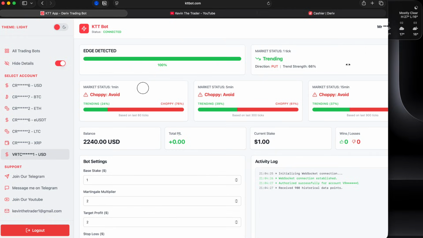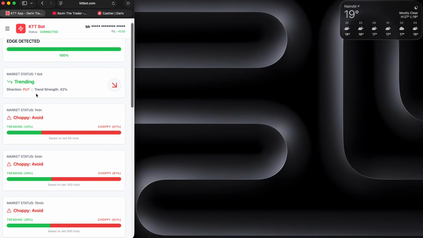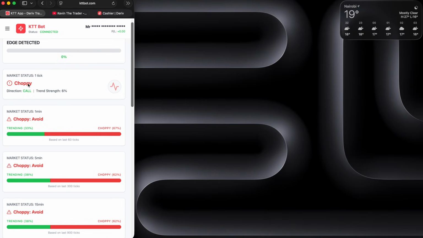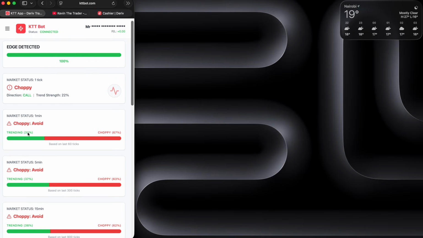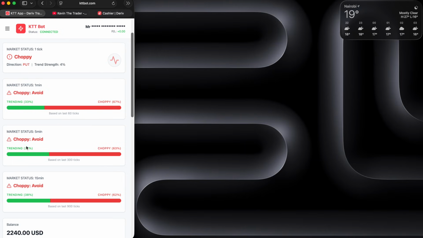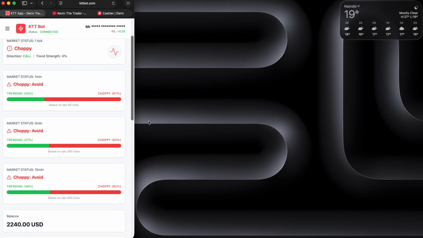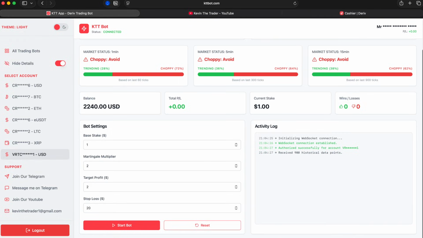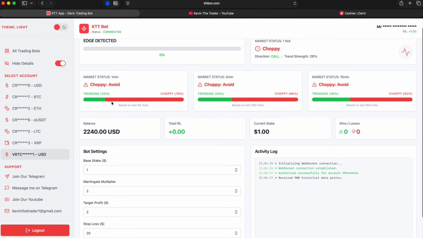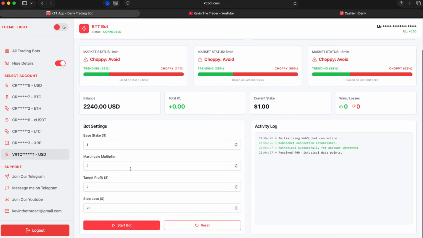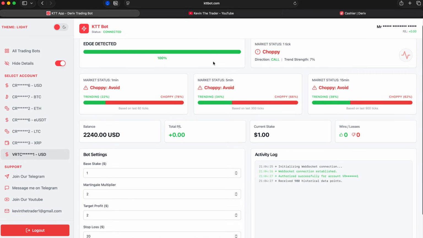If you're on your mobile phone, you'll see something like this. The trending here should be above 30%, this one above 37%, and this one also above 30%. Okay, let's go to the bigger screen because I'm on my laptop. As you can see, we'll be waiting for the market here to be above 30%, and then we'll activate our bot. Now this part is already explained.